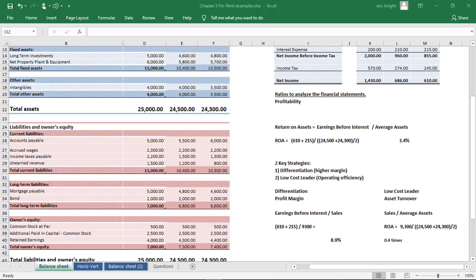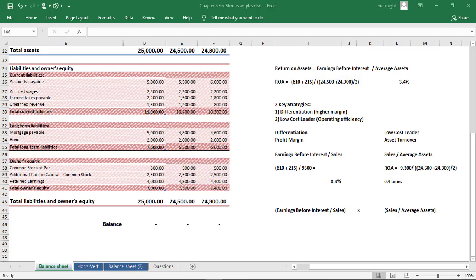If we were a low-cost leader, what we're doing is trying to take these assets, the resources, and turn them into sales as much as possible. We're trying to be efficient and generate sales, just constant generation of sales. So we take the sales over the average assets. In this case, our sales being 9,300, our average assets, the 2 years of assets divided by 2, and we get 0.4 times. So we're not exactly doing a great job at turning our assets into sales. We're not, in this case, looking like we're the low-cost leader.